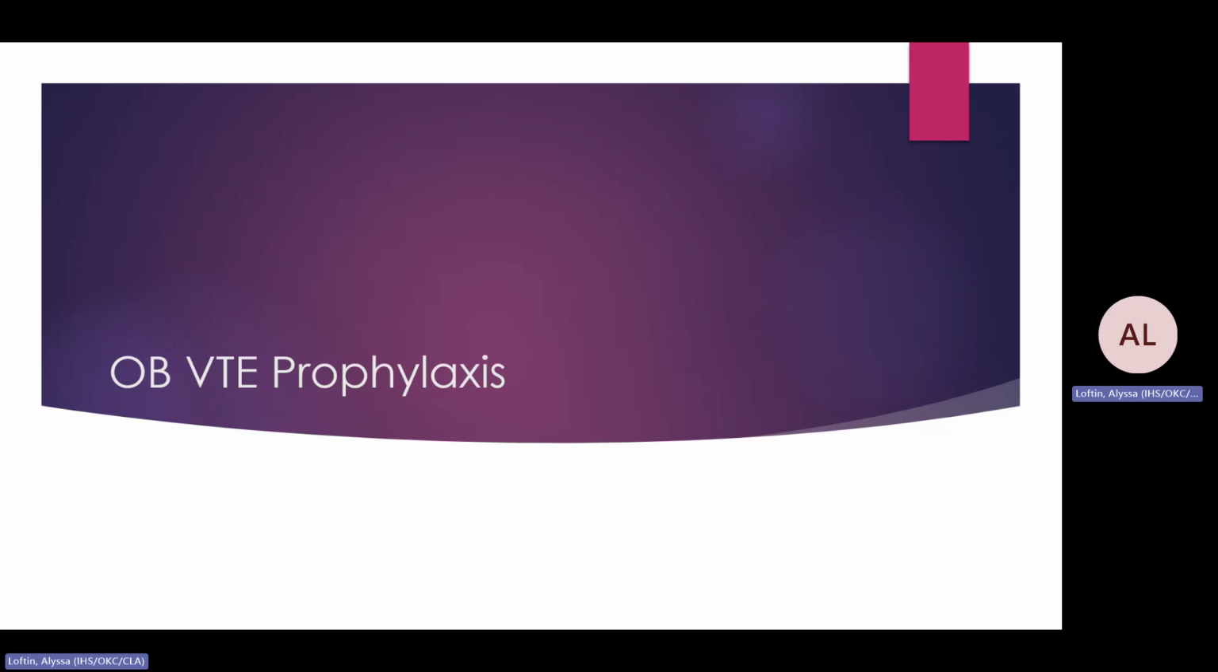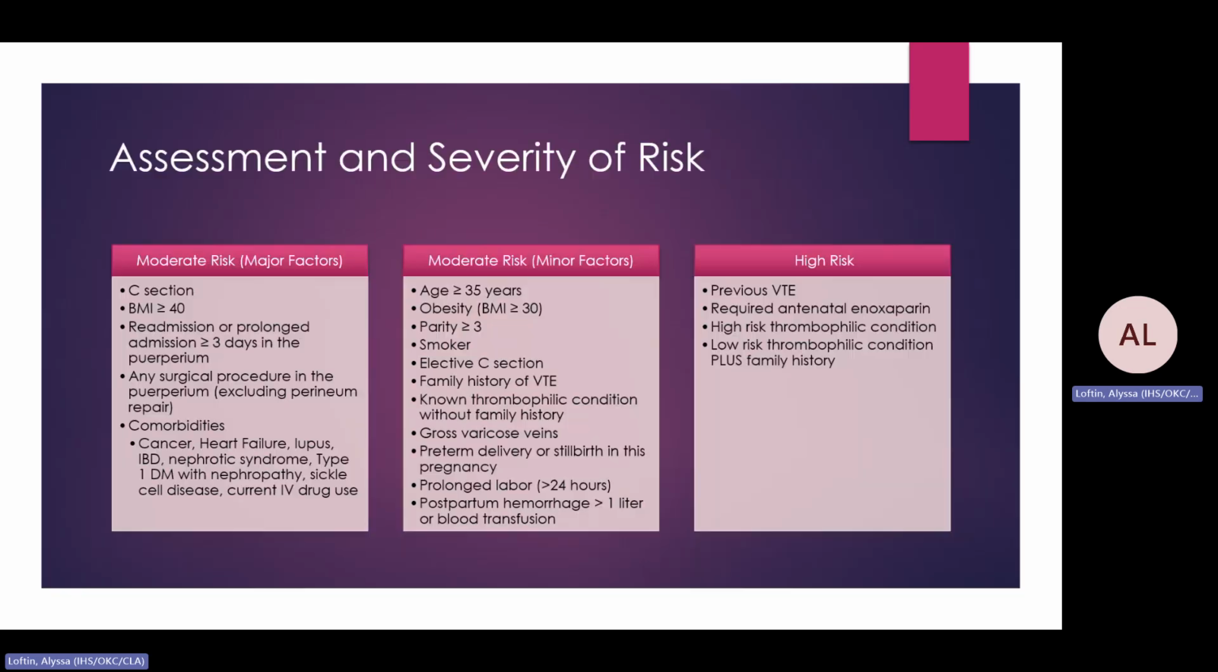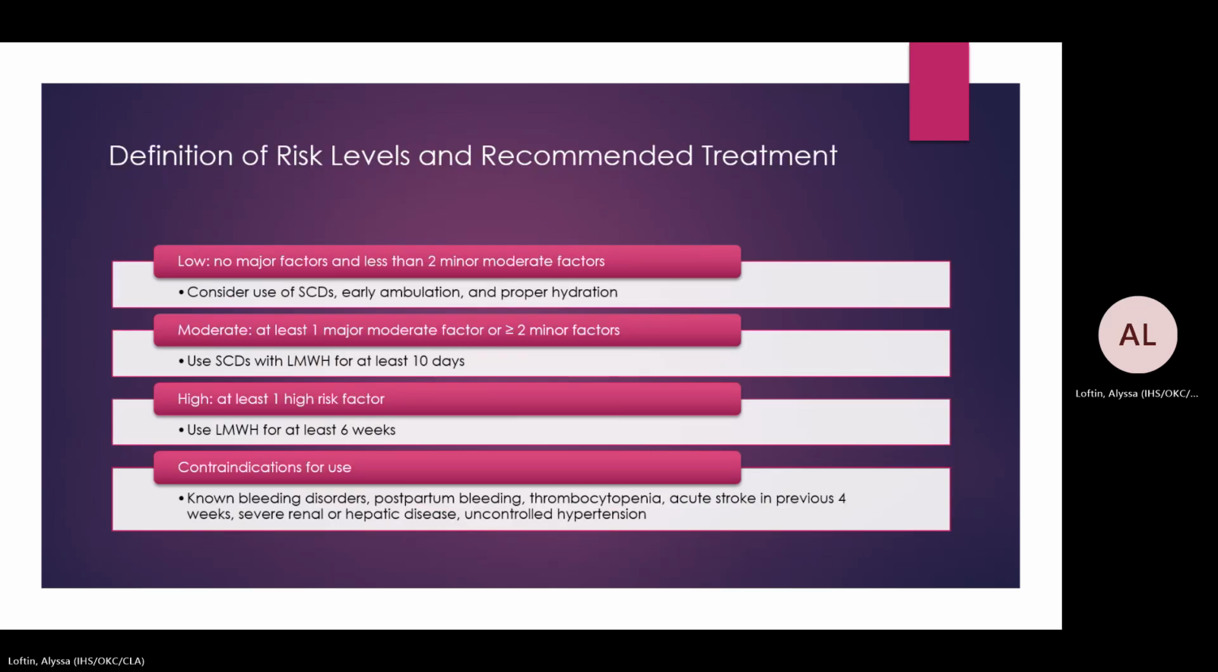For OP patients, we have an algorithm for them as well. So we want to assess the severity of the risk. We have moderate risk factors broken down into major factors and minor factors, and then we also have high risk factors. Those are all listed out here. Low risk patients are going to be no major factors and less than 2 minor moderate factors. And for those patients, we can consider use of SCDs, early ambulation, and proper hydration.